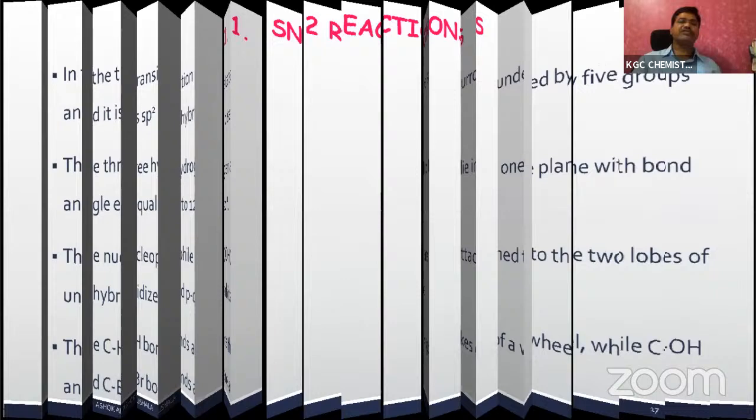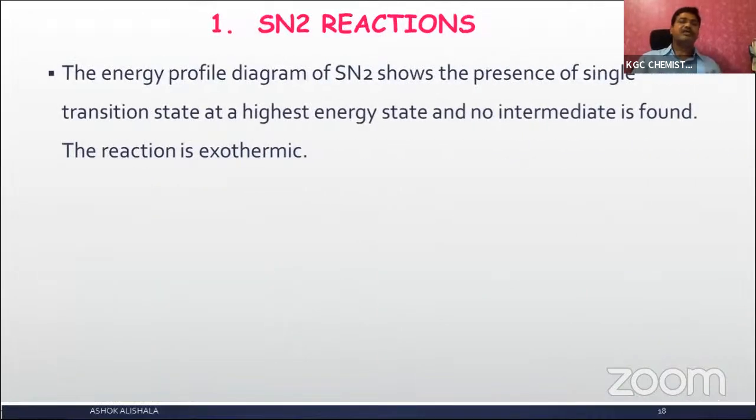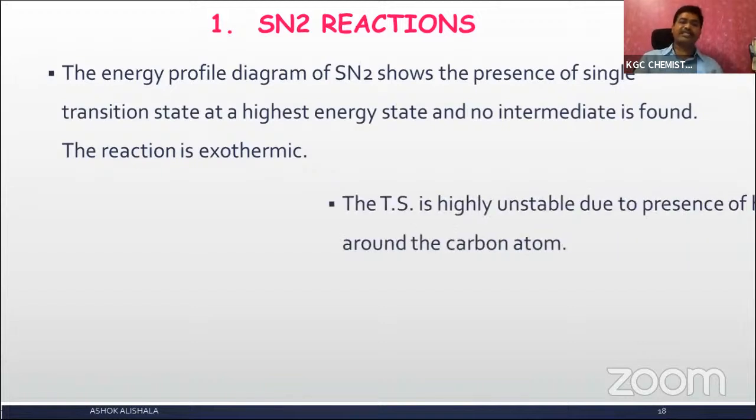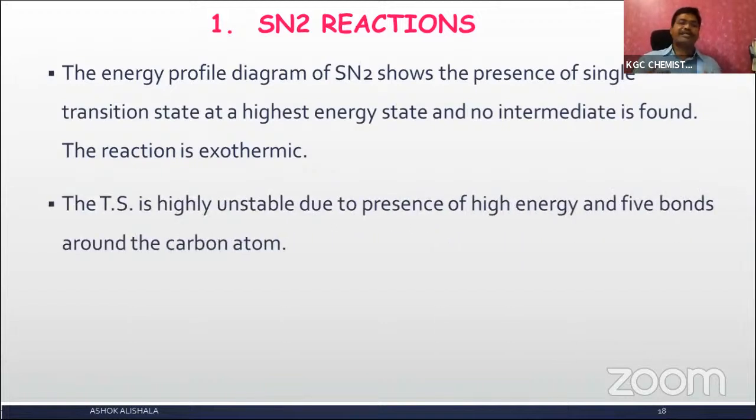Okay, now let us see this one. See, the energy profile diagram of SN2 shows the presence of a single transition state at the highest energy state and no intermediate is formed. The reaction is exothermic in nature. The transition state is highly unstable due to the presence of high energy and 5 bonds around the carbon atom.